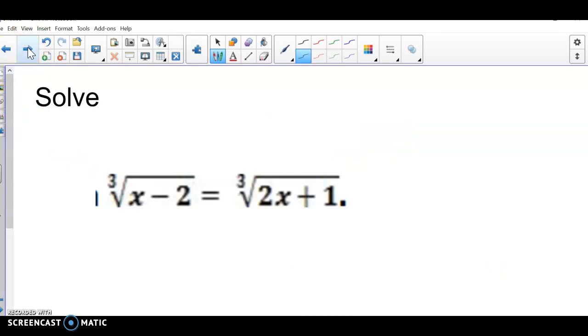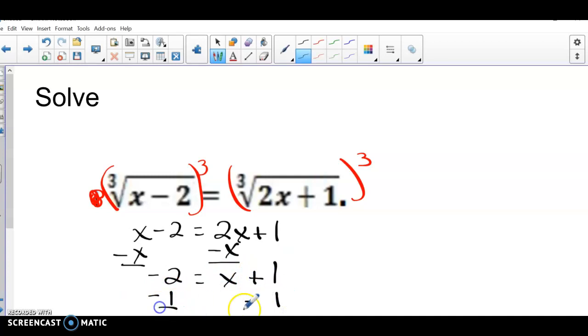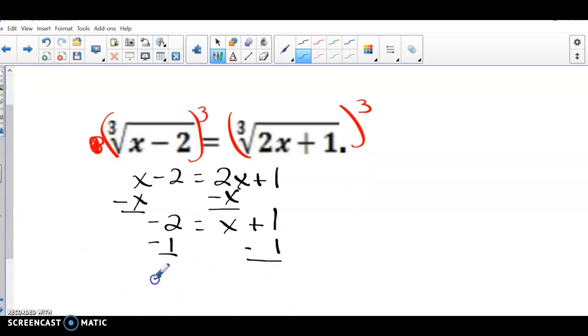For this one, solve. Same thing that we did before, only this one we have the cube root. So I have a radical sign isolated by itself. So we're going to cube everything on both sides. Again, exponent and index match. We're just left with what's underneath. So here we have x minus 2 is equal to 2x plus 1. I want to get all of my variables together, so I'm going to subtract an x from both sides. Then I'm going to subtract a 1, and I end up with x is equal to -3.